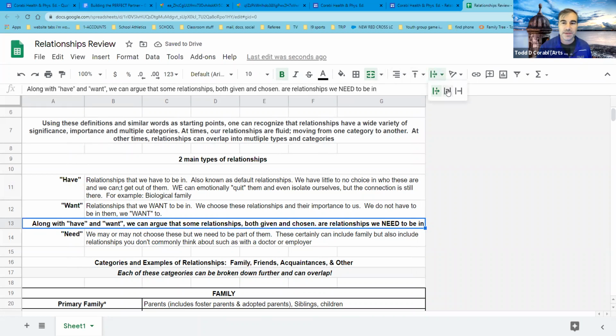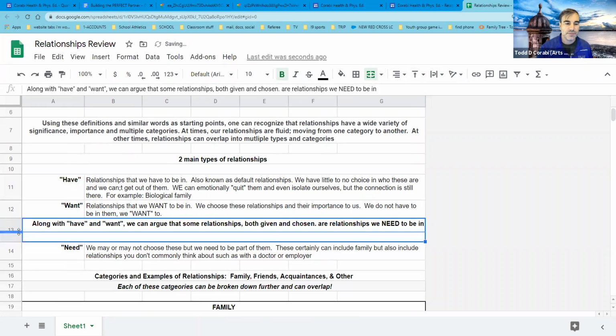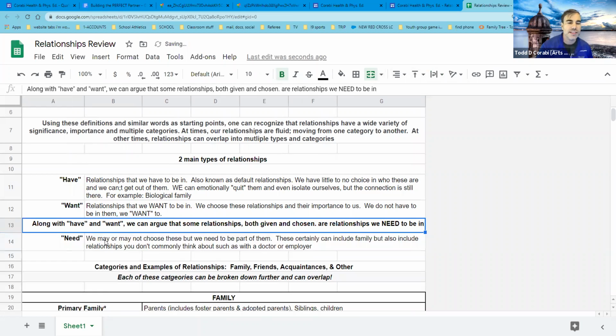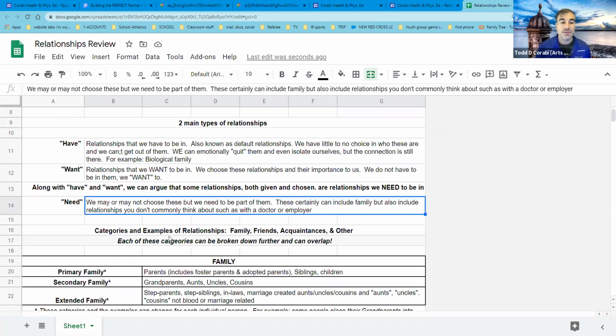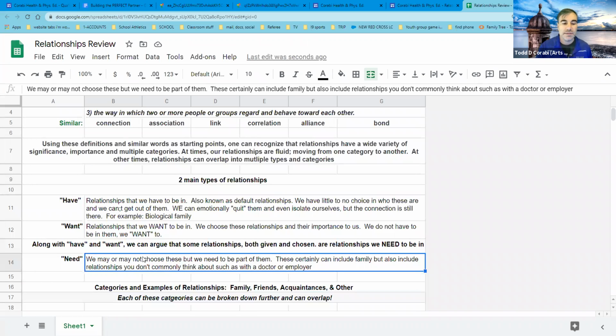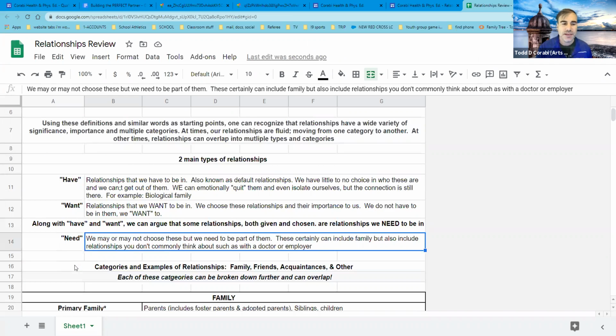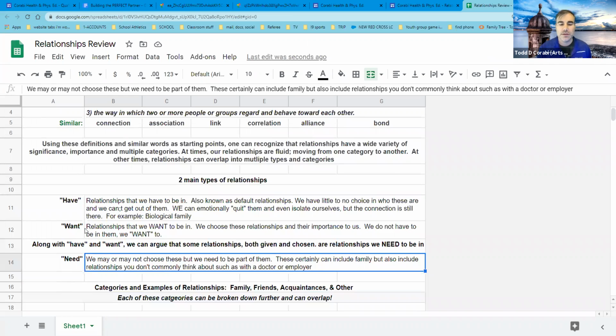So let me fix something here while I'm at it and make this so that you can actually see the whole thing. There you go. And then there's relationships you need to be in. All right. So you may or may not choose these, but you need to be part of them. So those are things like a doctor or an employer, and you can change the relationships. So you can get a new job, you can go to a different doctor, but you need to be in certain relationships. So have to be in, want to be in, need to be in. And the need to be ones are different for every person. The want to ones, who you get along with, is different for every person.